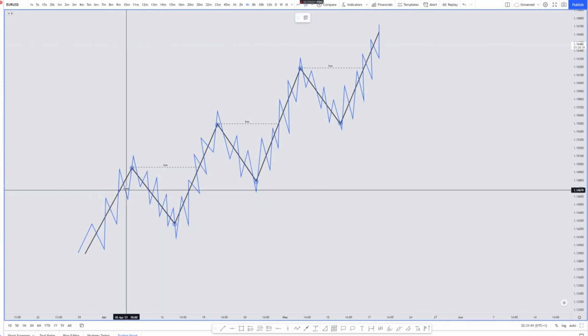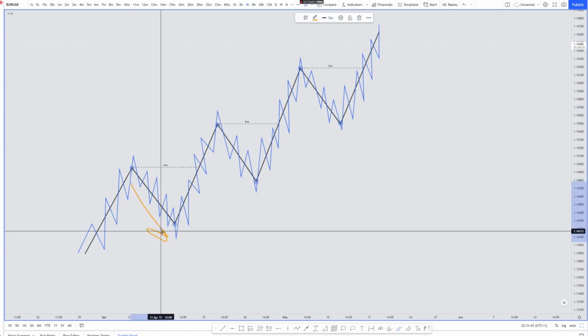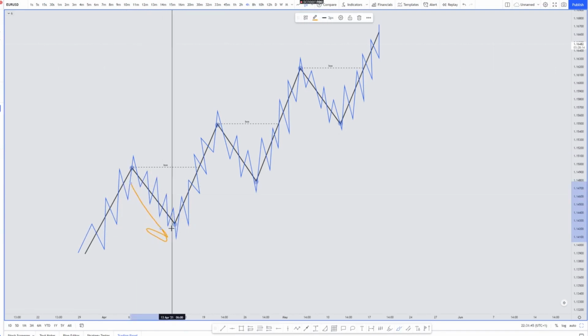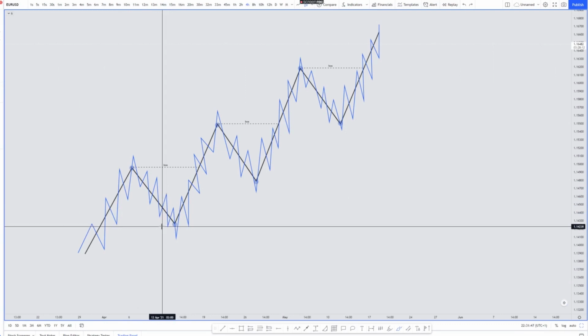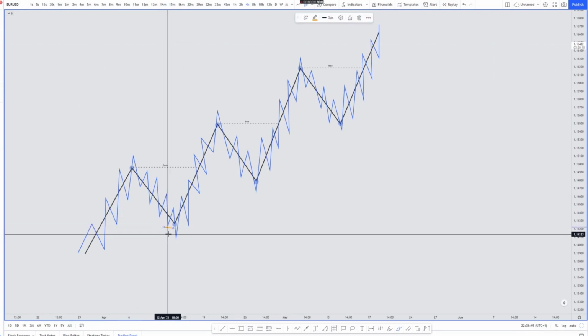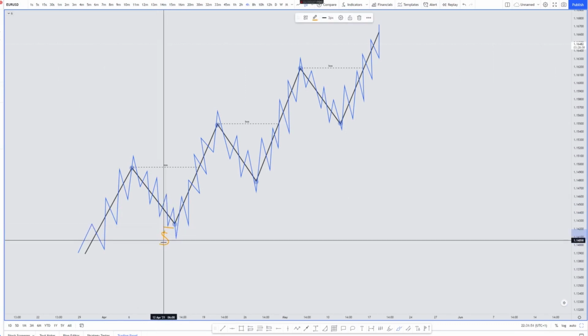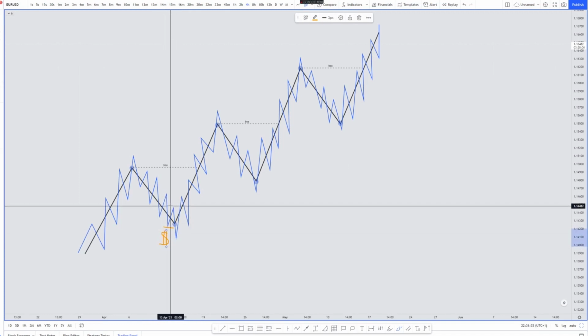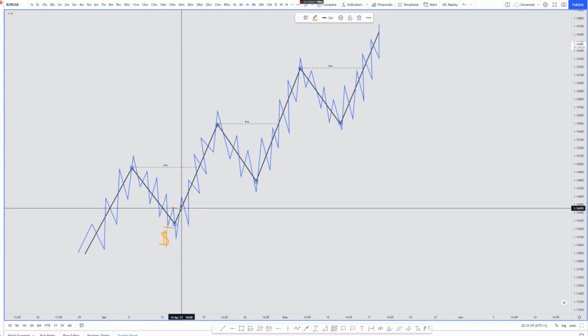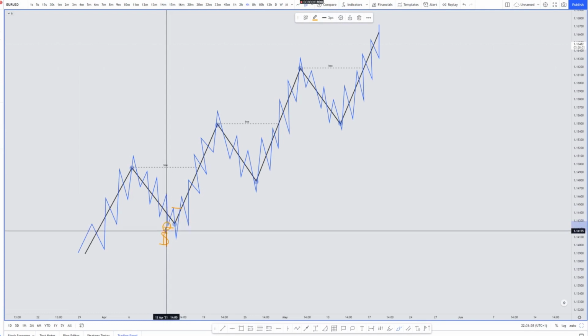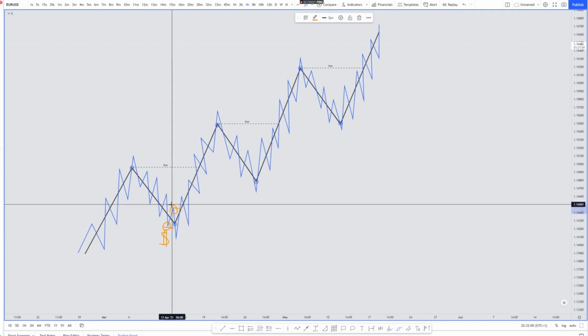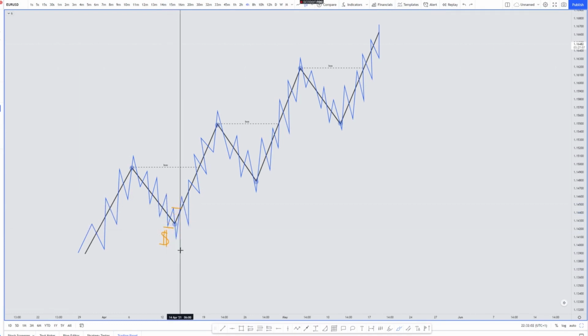Now, as the trend comes down here, once again, we have the last low taken here. So this is considered liquidity in this case. And then the high is taken here. So now you've swept the lows and you've swept the highs. So another change of character just happened.